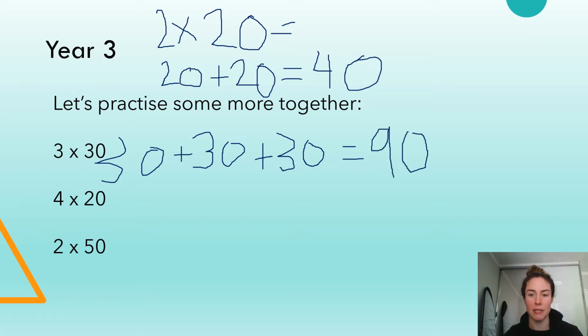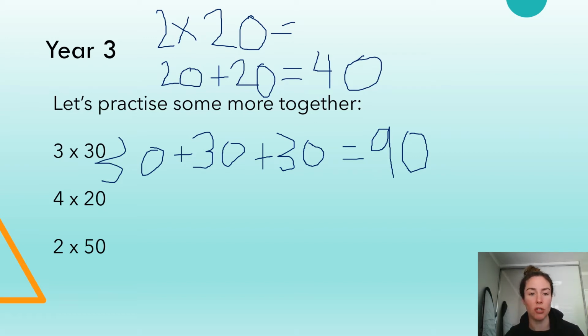Another trick to notice here is if you weren't confident to count by 30, 30, 30, what you could do is count by 3s. So 3, 6, 9, and then put your 9 there and add the 0. Same as our 20 plus 20 up the top here. If we weren't confident to add 20 plus 20, we could think it's 2 plus 2 equals 4, and then carry the 0 over. Let's have another go now at 4 times 20.